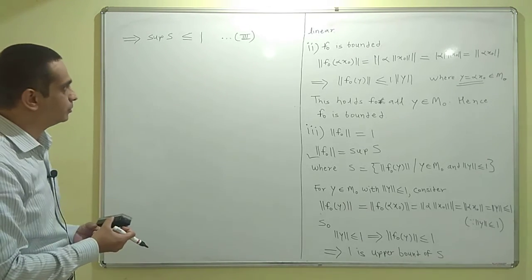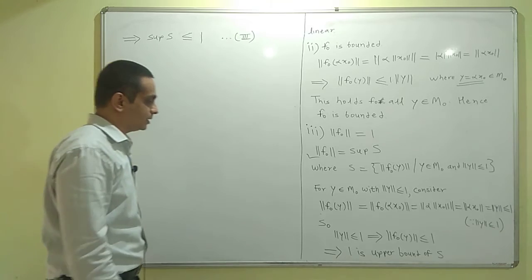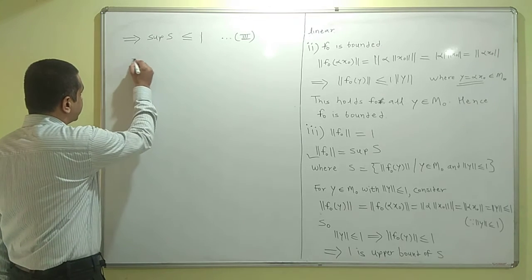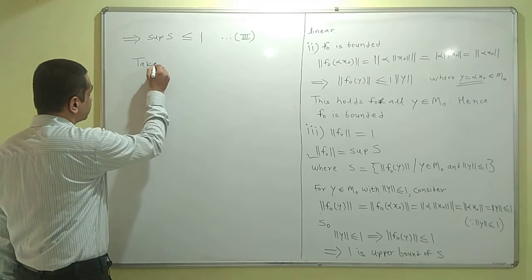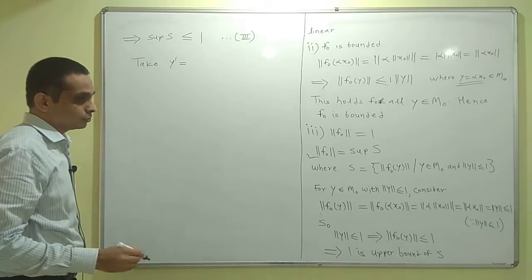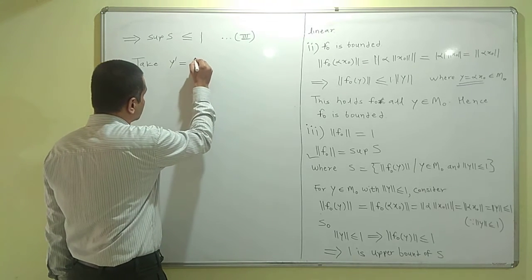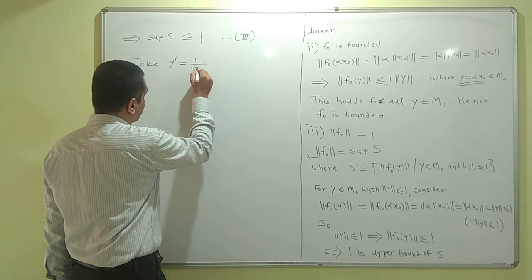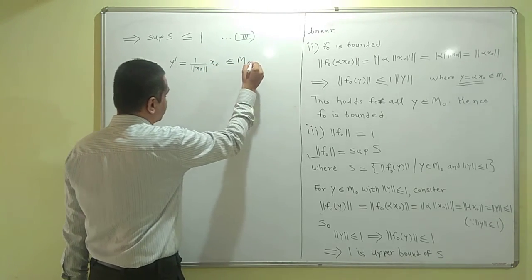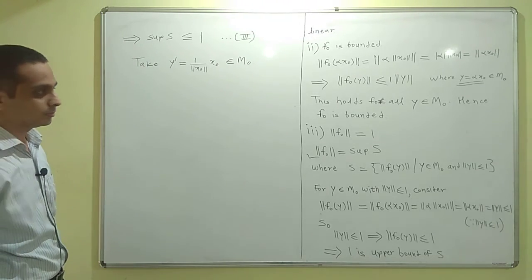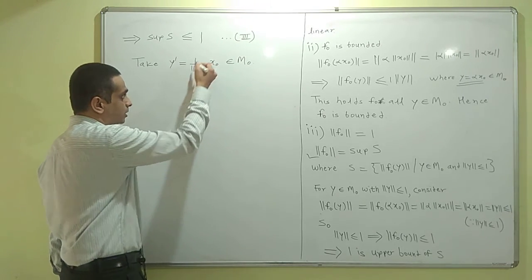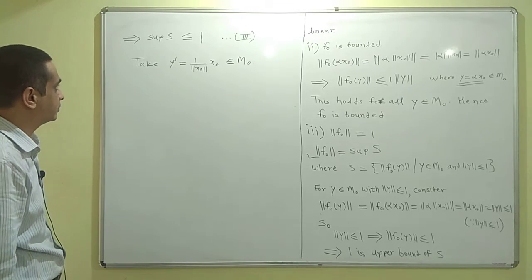Anyway, let me continue with the proof. So supremum of S is less than or equal to 1. Now take y prime, or y dash, equals 1 upon norm x0 times x0, which belongs to M0. Whether y prime belongs to M0? Yes, because it is a scalar multiple of x0. It is alpha x0 where alpha equals 1 upon norm x0. So it clearly belongs to M0.